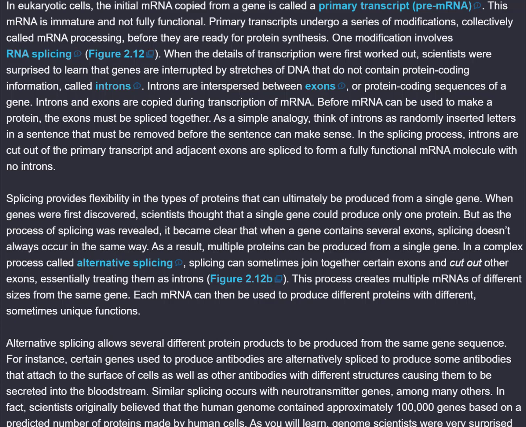As a simple analogy, think of introns as randomly inserted letters in a sentence that must be removed before the sentence can make sense. In the splicing process, introns are cut out of the primary transcript and adjacent exons are spliced to form a fully functional mRNA molecule with no introns.